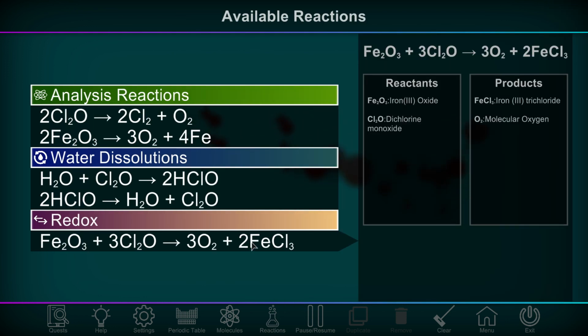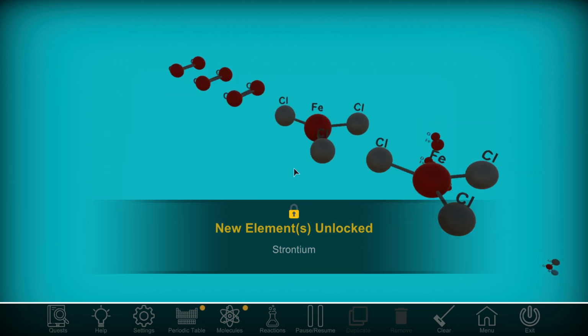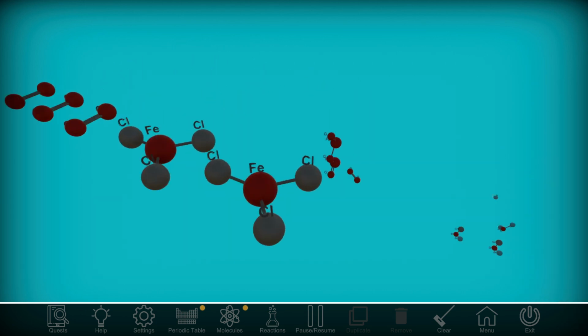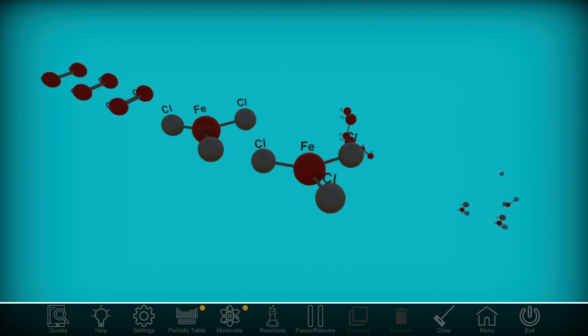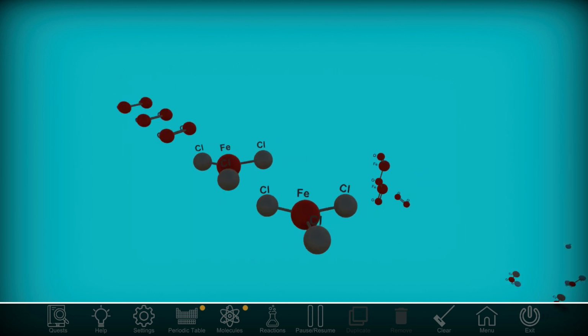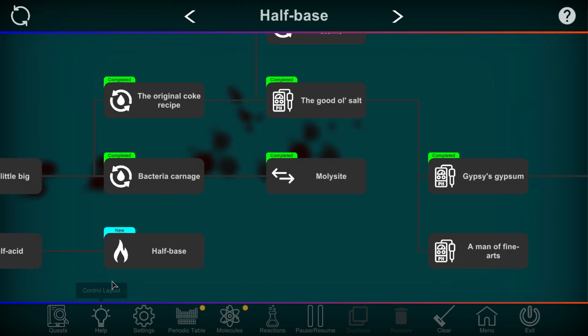Iron 3 trichloride. Nice. Beautiful. I'm a real chemist now. I think I mentioned this in the last stream, but I have a minor in chemistry, and gosh, I really love chemistry, so when I saw this game on Steam, I knew I had to buy it.